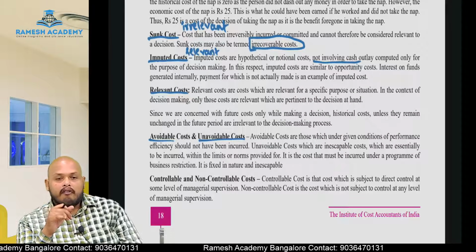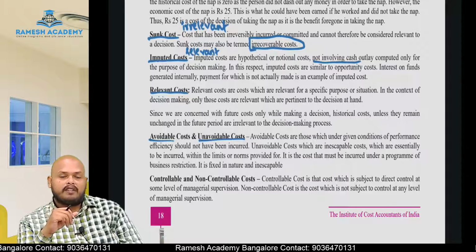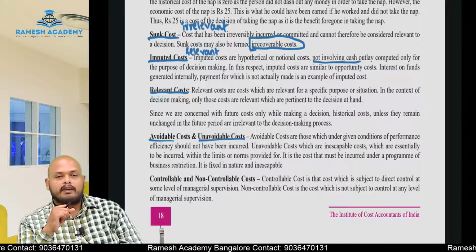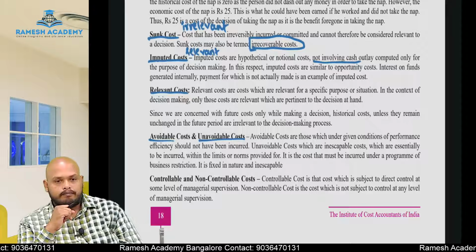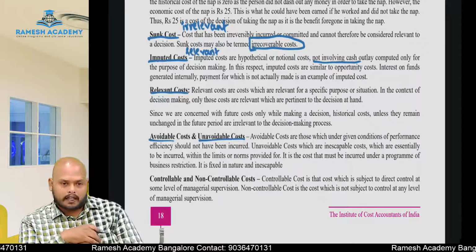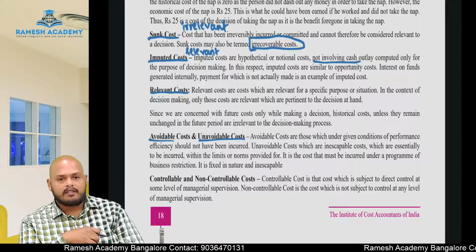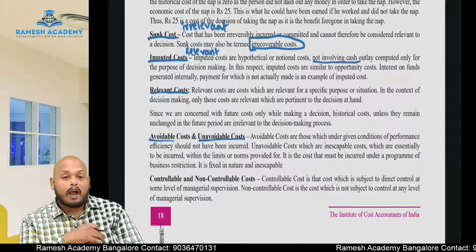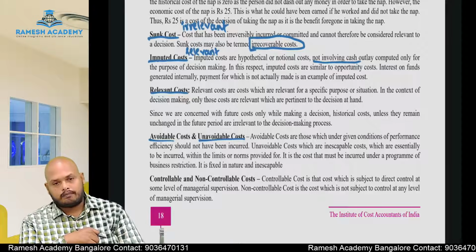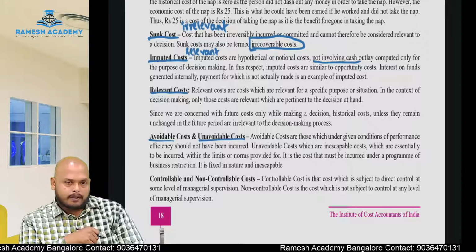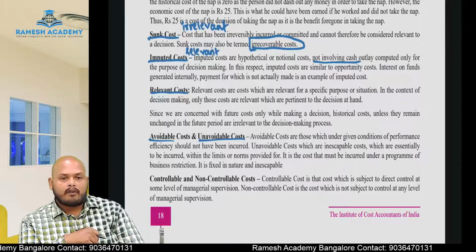Whenever the person who is sitting on the bench is not getting another project within 3 months, he will be removed from the job. Why? Because he is of no use for the organization. He is of no use for the business organization. That we will call as an avoidable cost. What do you mean by unavoidable cost?